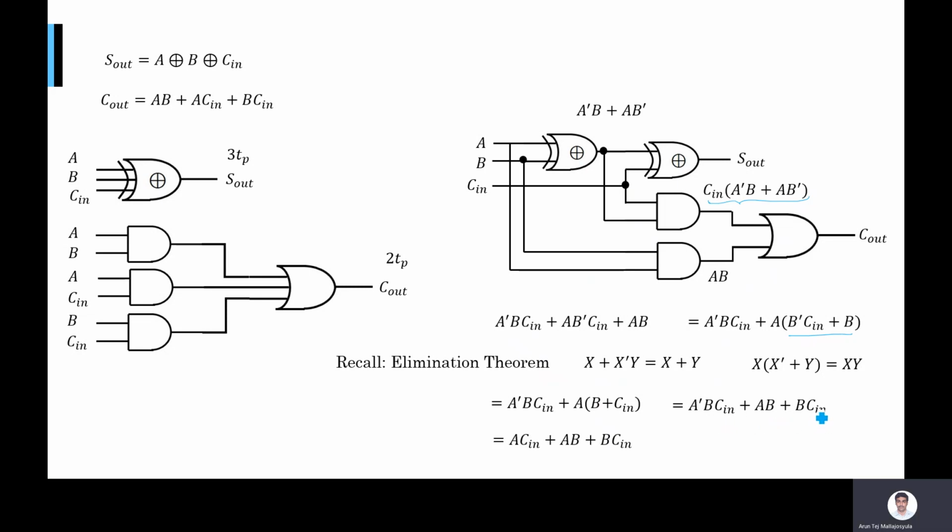I can take dc as common and write 1 plus a dash bc into 1, right? Bc into 1. So 1 plus a dash is simply 1. And therefore, I will have bc into bc plus ab. Why am I getting ac? Did I do some mistake somewhere?